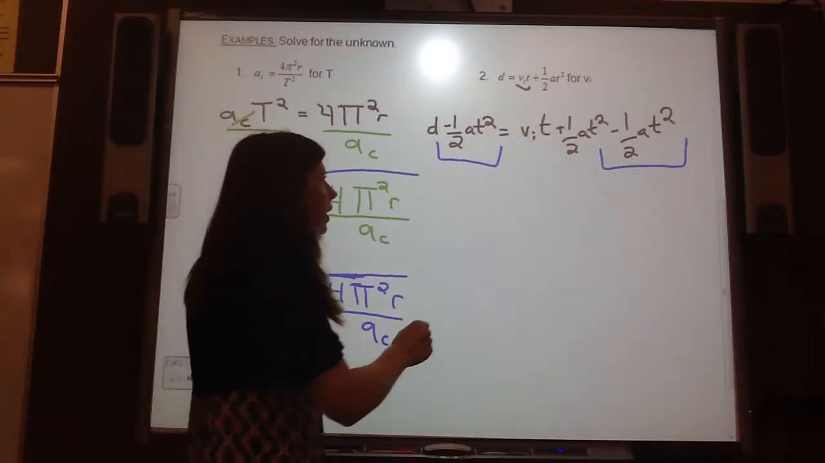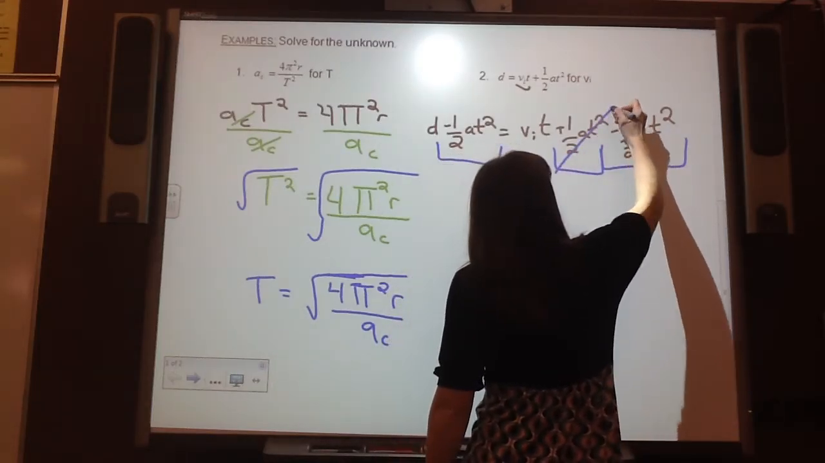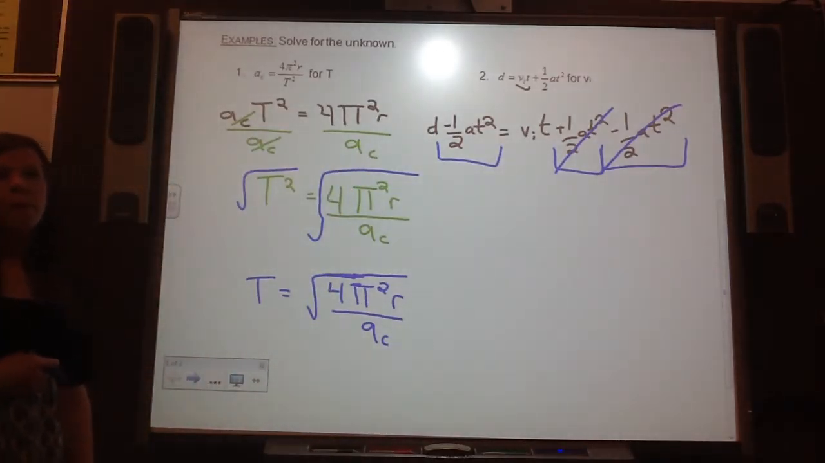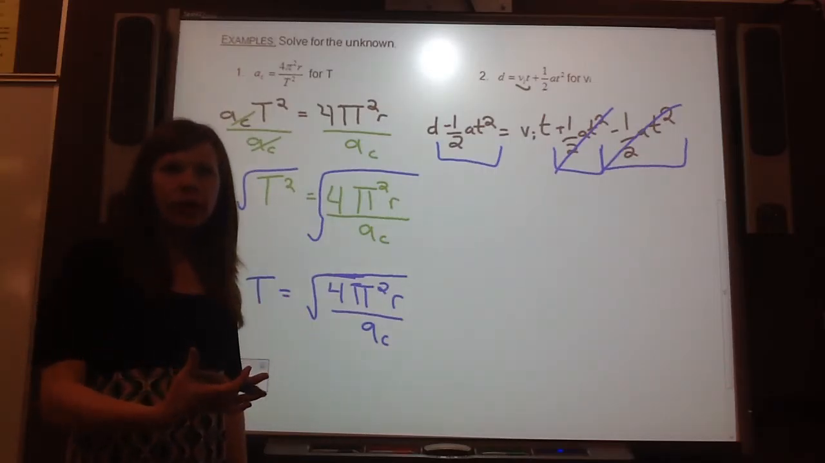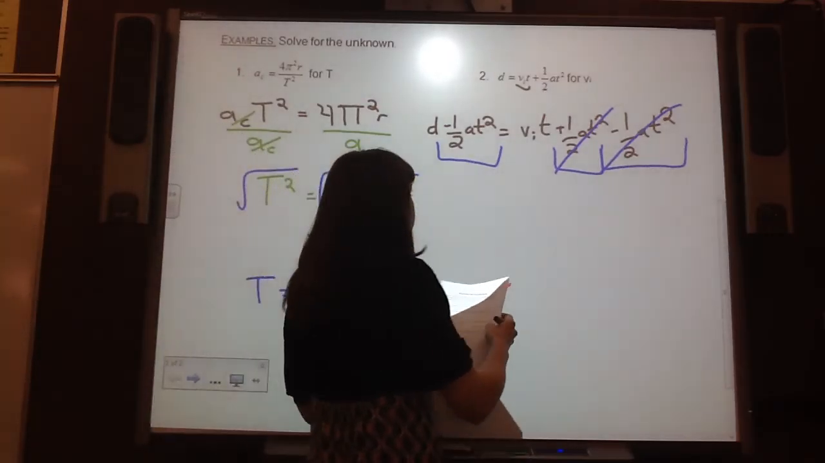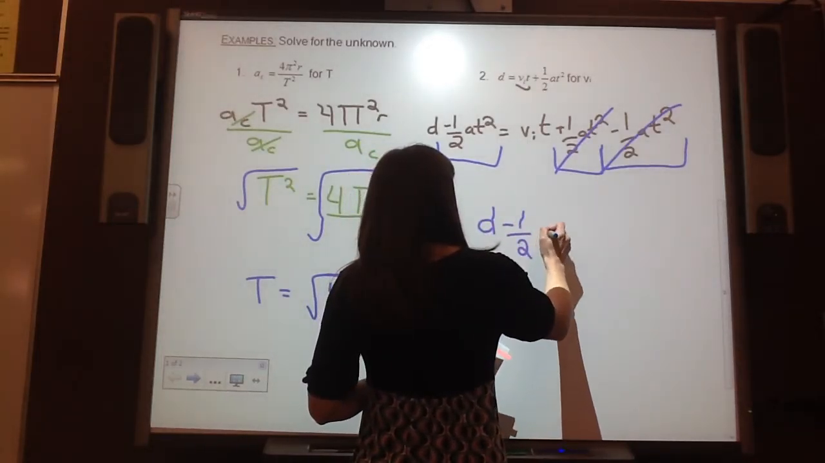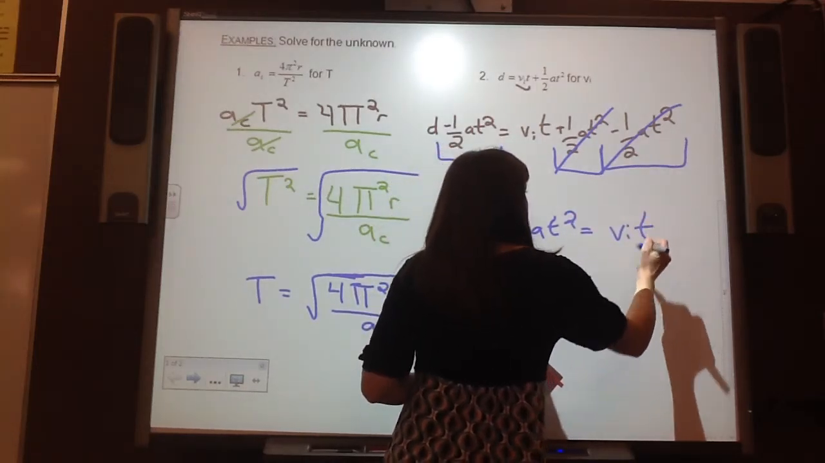So what I can do now is this chunk is a positive one, this is negative, so these will cancel each other out. It just looks a little bit more complex because it's a big chunk, right? It's not just like plus 3 or something. There's more going on there. So let's rewrite it so it's a little bit simpler. What we have left is d minus half AT squared is equal to VI times t.